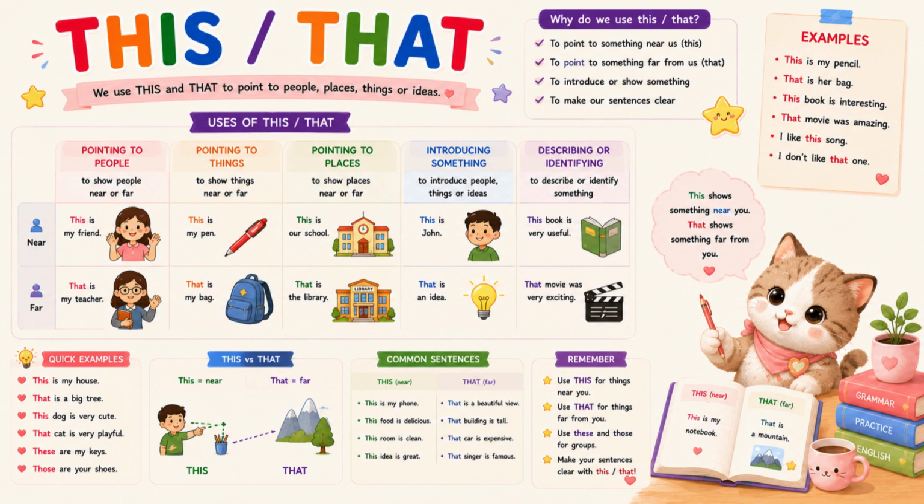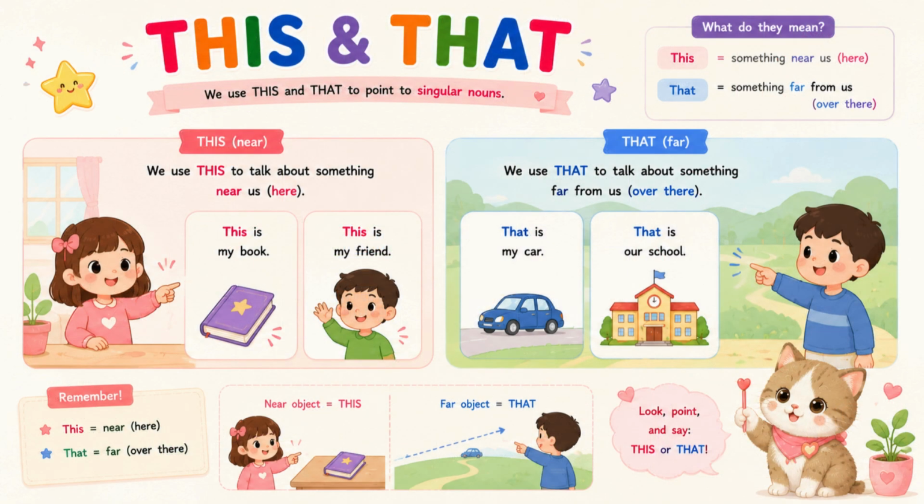Remember, this shows something near you. That shows something far from you. Let's learn more in the next slides. This and that, we use this and that to point to singular nouns. Let's look at this first. We use this to talk about something near us. For examples, this is my book, this is my friend.